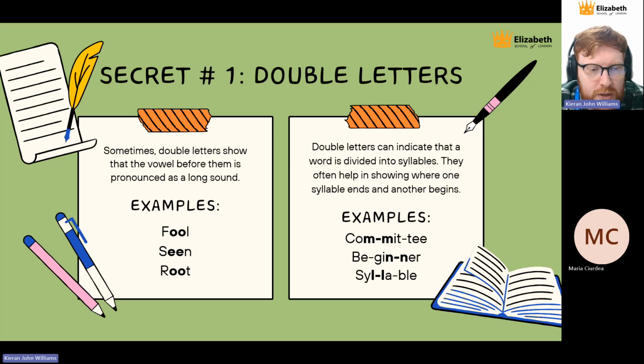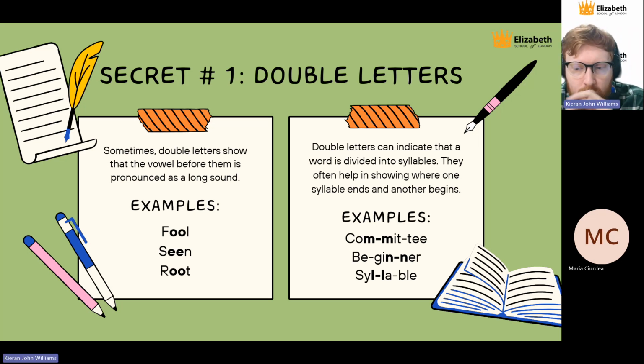If we look at this on the left, we can see sometimes double letters show that the vowel before them is pronounced as a long sound. So if we look at the examples, we've got the word here, fool. If there was only one O, then it would be fol or foal. But because we have the double letter, we know that we need to use a long sound. So instead of fol, it becomes fool. For the next one, seen, the double letter changes it from sen to seen.